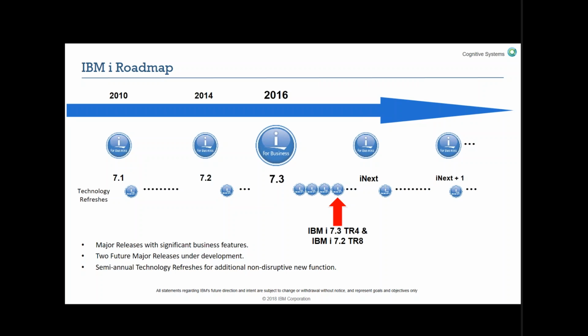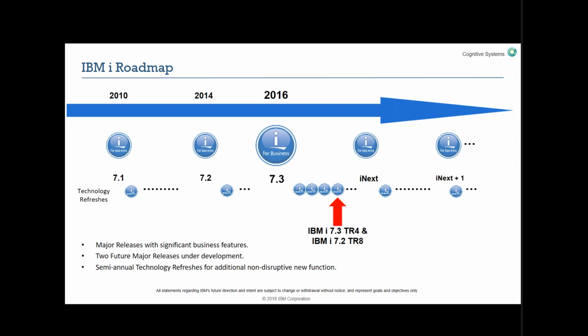We do it when we have major enhancements that we can't do in technology refreshes, but we do twice yearly technology refreshes, which is new functions for customers on a given release. And we have 2 major releases under development. So you'll see iNext and iNext plus 1.